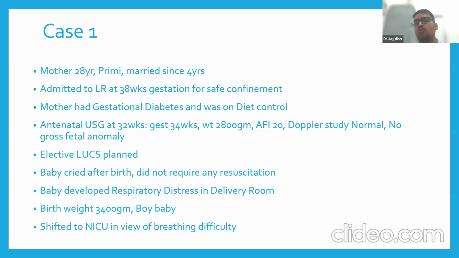So elective LUCS was planned, as this is a common scenario. The mother doesn't want to take the pain. So elective LUCS was planned. The baby cried after birth and did not require any resuscitation. But what has happened? The baby developed respiratory distress in the delivery room. The birth weight was 3400 grams, and it was a boy baby.